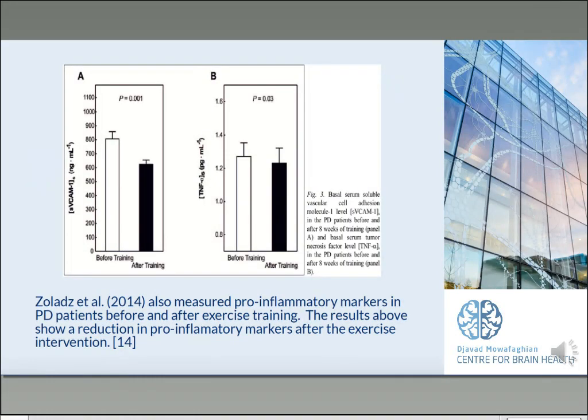In the same study, Zolad et al. also measured pro-inflammatory markers such as soluble vascular cell adhesion molecule 1 and tumor necrosis factor alpha before and after exercise in people with a diagnosis of Parkinson's disease. A balance of these pro-inflammatory markers helps to regulate the body's immune system. Higher levels of these pro-inflammatory markers have been reported to be associated with increased inflammation levels. In this study, after exercise, the levels of these pro-inflammatory markers were slightly lowered. This finding suggests that exercise can help to modulate the immune system and possibly reduce inflammation.